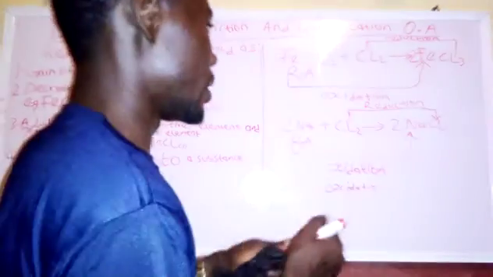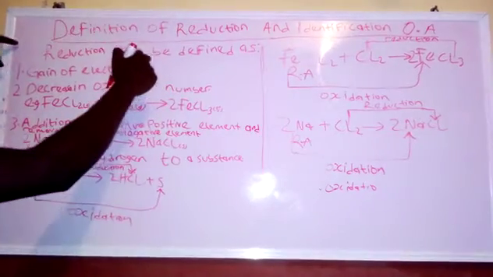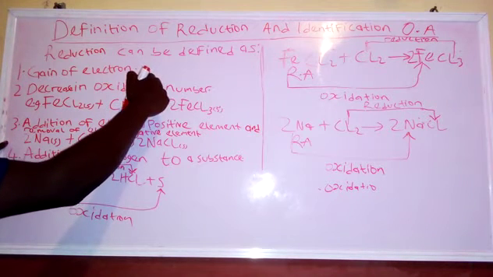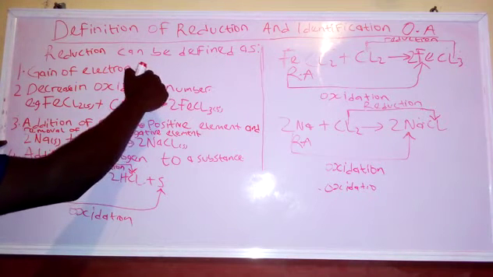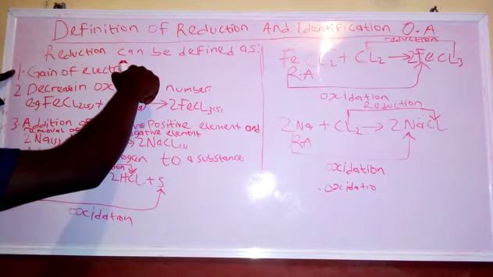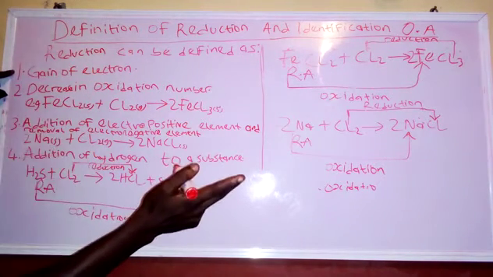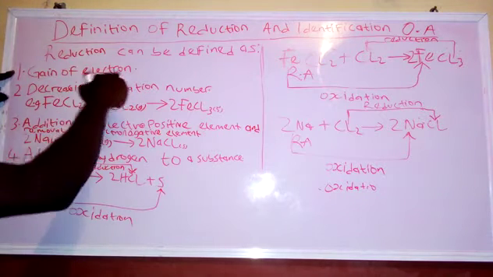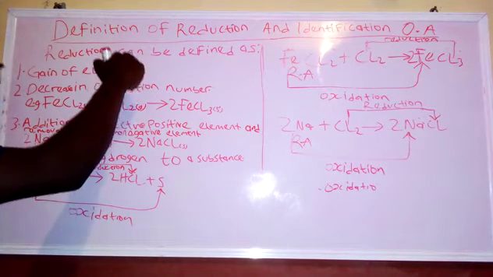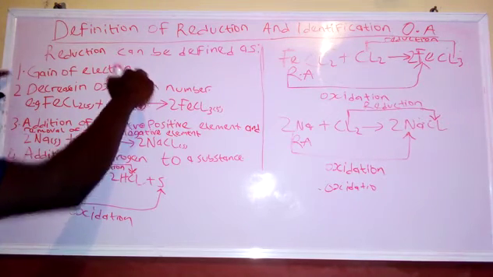So now, what is an oxidizing agent? As I said in the previous video, any reaction in which any of these characteristics is being carried out involves an oxidizing agent. For example, any reaction in which there is gain of electron, any substance that gains electron, that substance is actually an oxidizing agent.